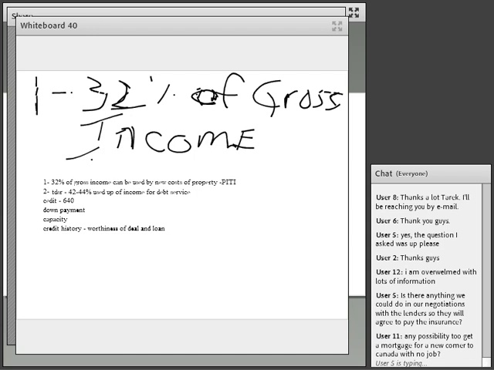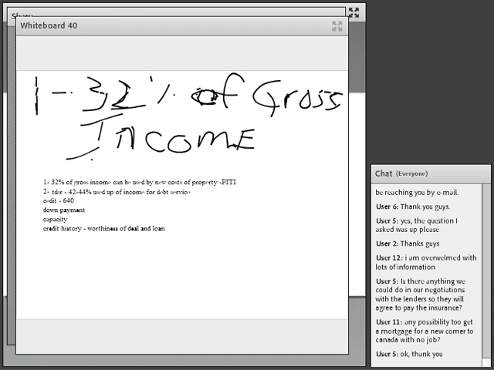Okay, any possibility to get a mortgage for a newcomer to Canada with no job? Yes, Franklin, yes. There are programs available for immigrants, as long as they've got assets back home in the country they're coming from. They're hard, but they're doable. And Franklin, also, you can look at private money, right, if you have capital to put down. Take a look at Genworth's website. They've got programs there for newcomers to Canada.